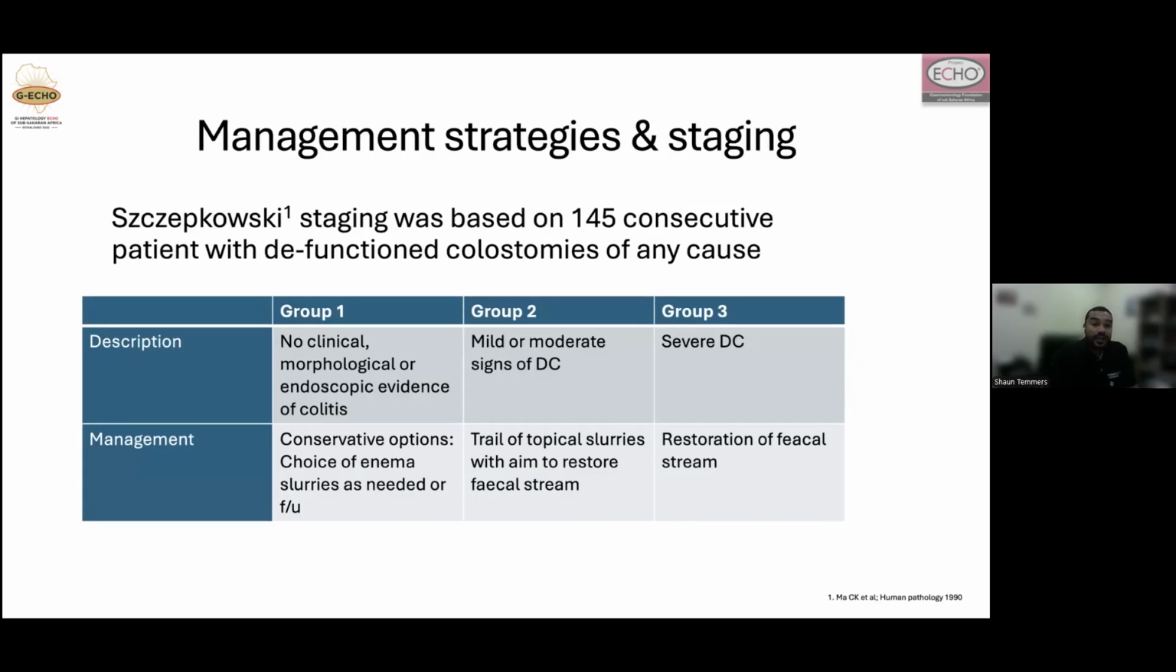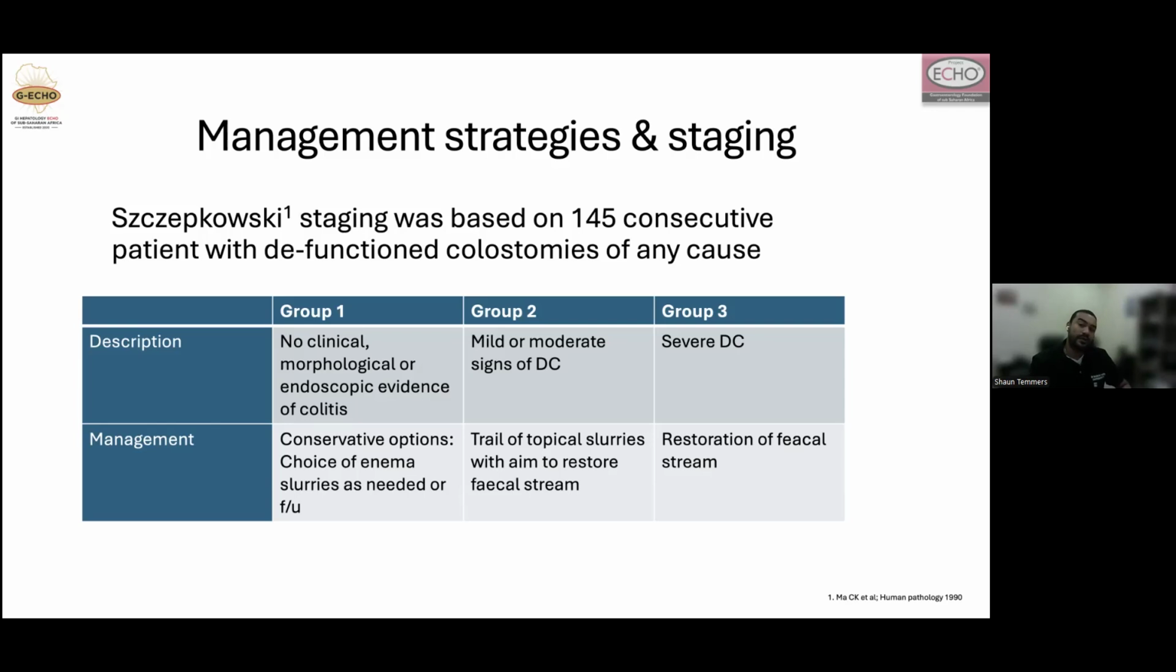Unfortunately, I cannot say this author's name, and I apologize, but he and his colleagues developed a staging system based on 145 consecutive patients that they reviewed with defunctioning colostomies of any cause. They managed to group patients into 3 distinct clinical groups, which responded quite well to different therapeutic interventions. Group 1 was where there was no clinical, morphological, or endoscopic evidence of colitis. Here, your management was conservative for those patients with these symptoms, and you had an array of choice of enema slurries, and you could follow them up as needed.